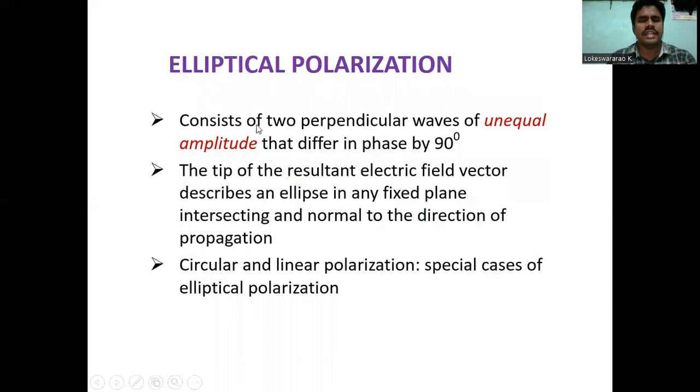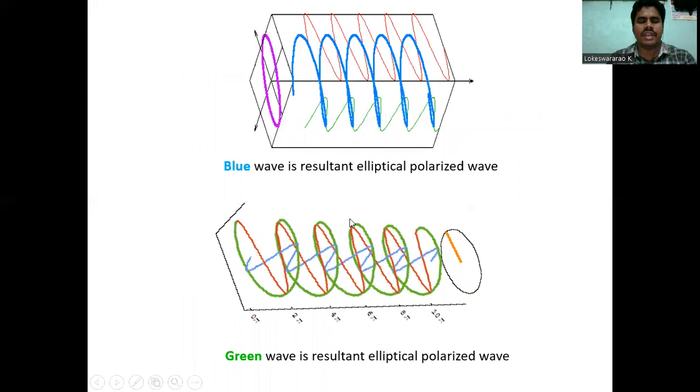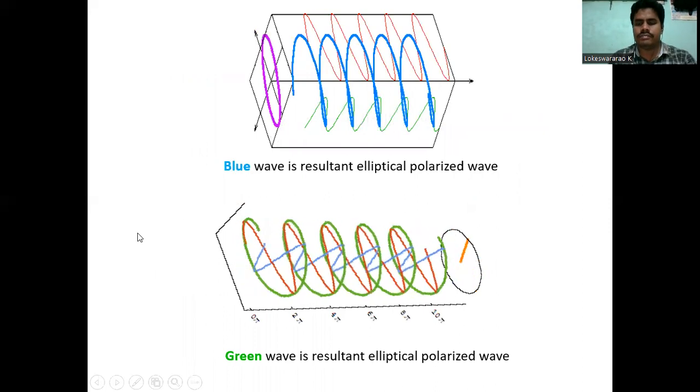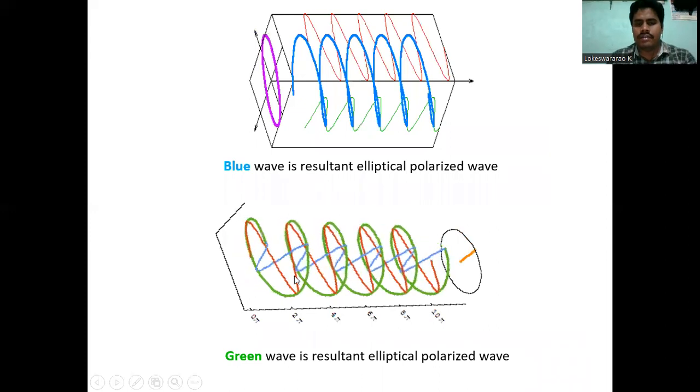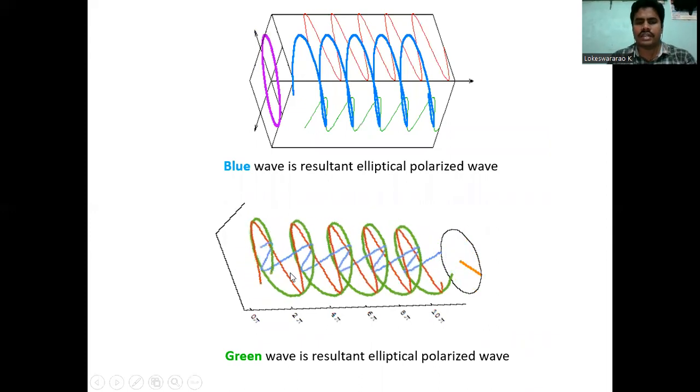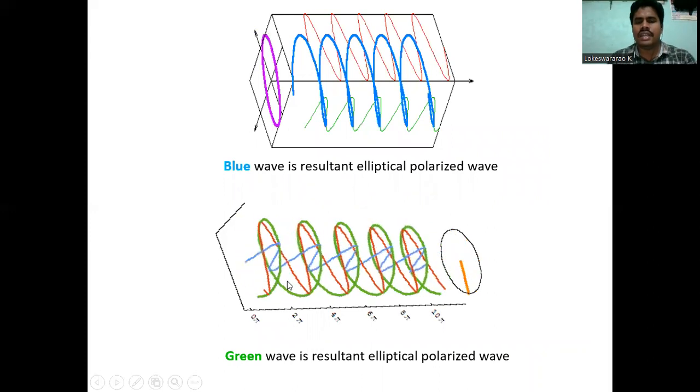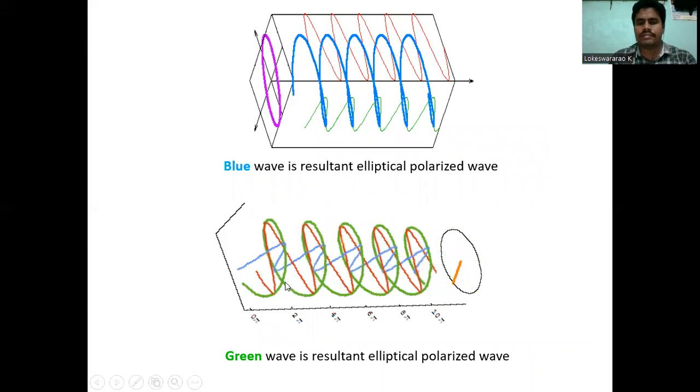And elliptical polarization also consists of two components. One is an X vector, another one is Y vector, which have different amplitudes. In circular polarization, the two components are the same, but in elliptical polarization, the two components are unequal, and the phase difference between these two vectors is exactly 90 degree. This is the representation of elliptical polarized light. Here the green color vector is the resultant vector. This resultant vector oscillates in an elliptical manner.